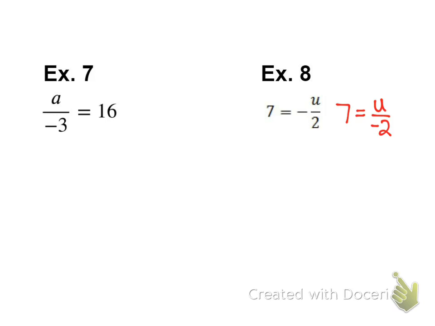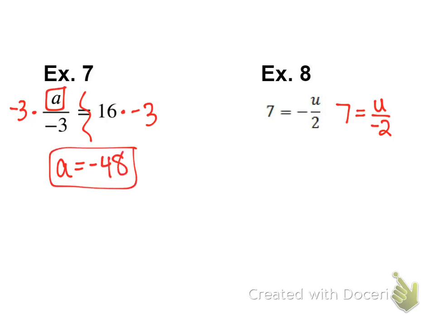What did we get on number 7? I got a equals negative 48. How did we get that? You have to multiply negative 3 and 6. Good. Multiply both sides by a negative 3. A equals negative 48. Make sure you are multiplying or dividing by whatever number is there already. So don't be changing the sign of what you're multiplying or dividing by.